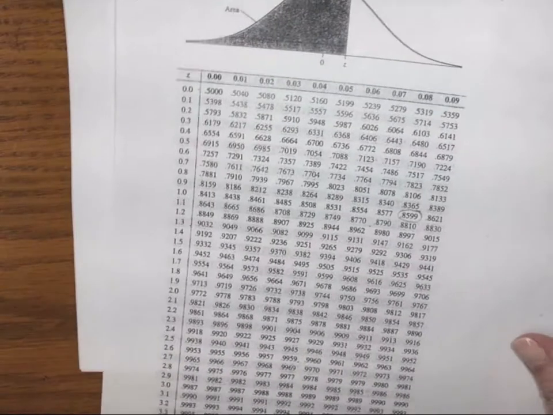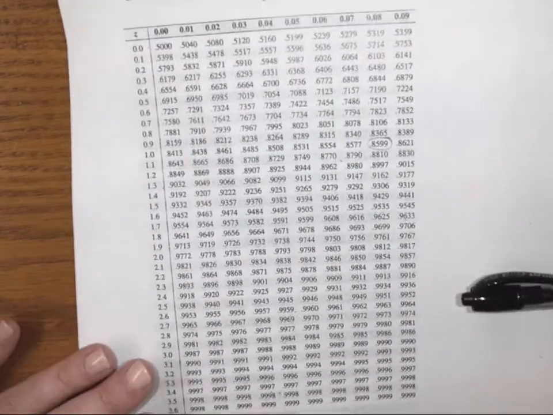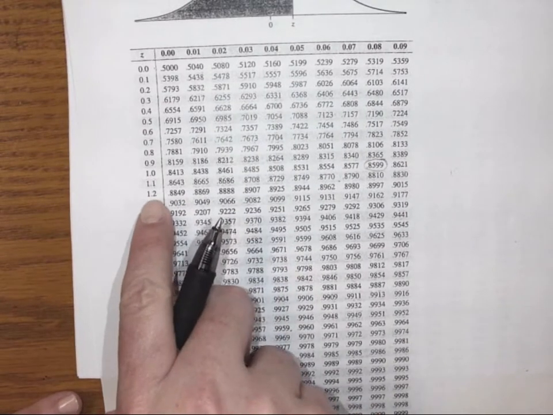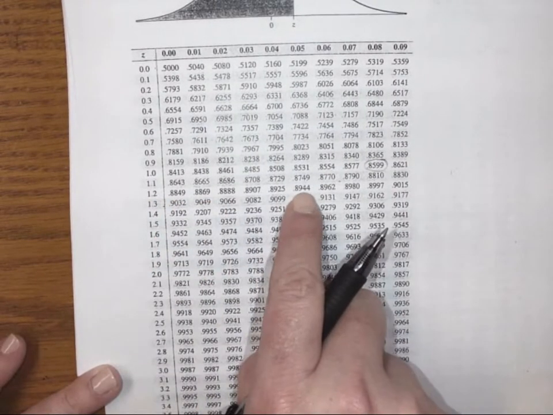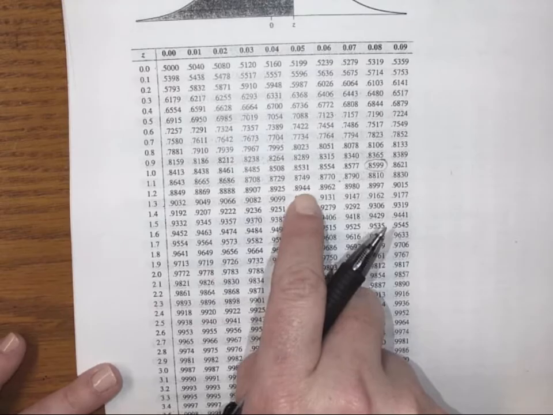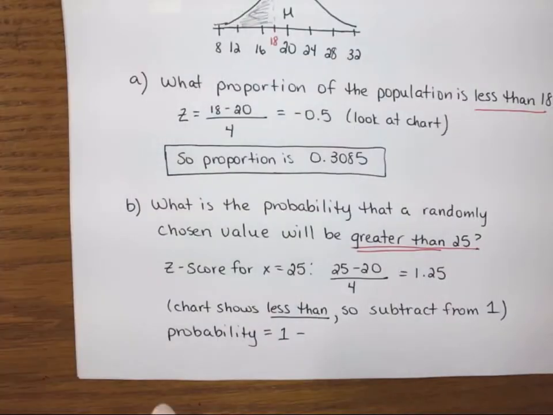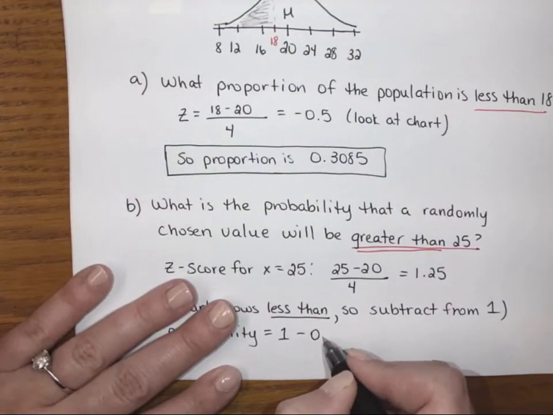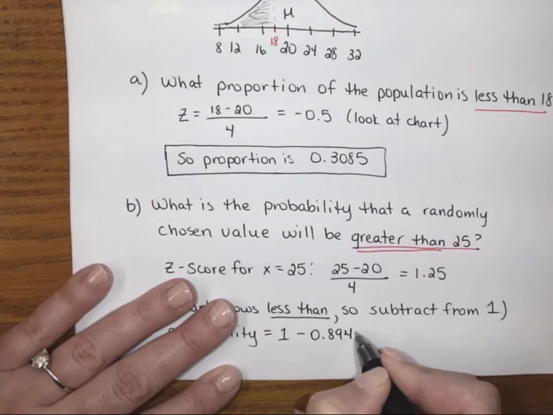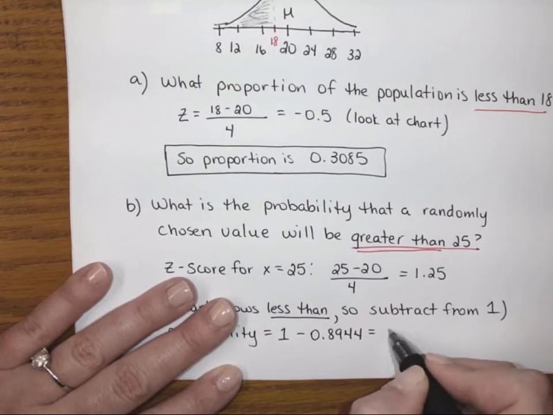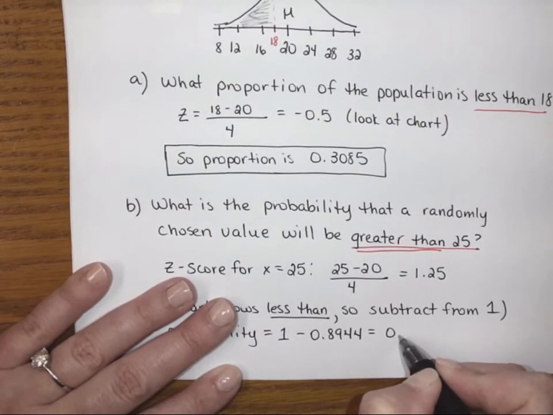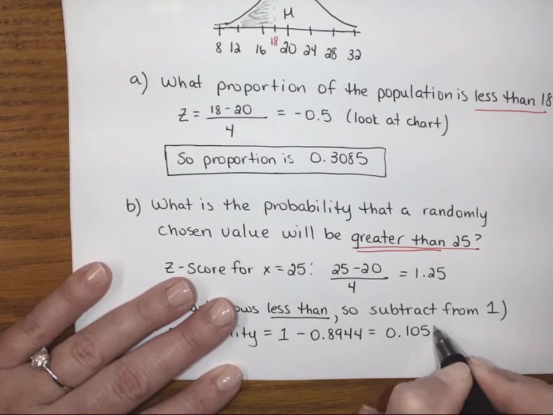Okay, so let's go ahead and read that, right? We'll be on the positive side, so find 1.2 first, and then put your finger over till you get to the 0.05 on the top, so it's 0.8944. So if you subtract those, it's 0.1056.